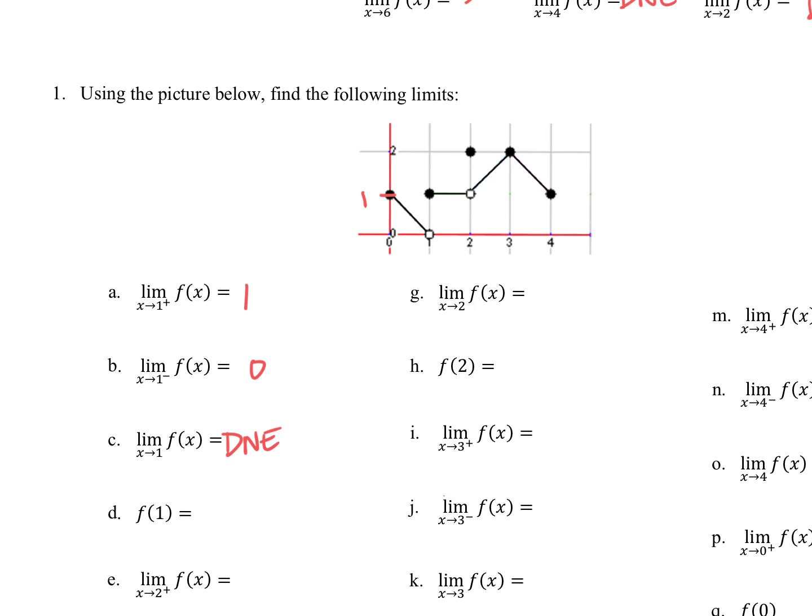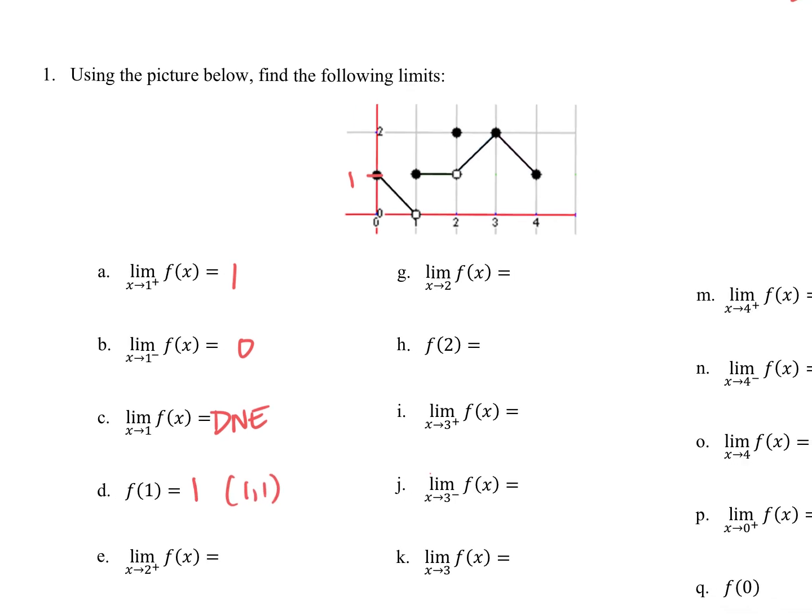But this is where life gets a little weird. What is f of 1? What is the point? 1. Exactly. When x is 1, my y is 1. And again, that might help some people to say, oh yeah, that's a point. 1, 1.